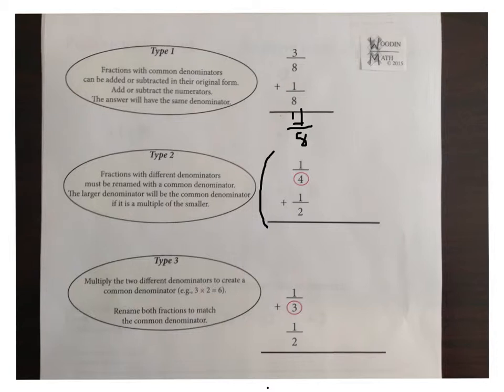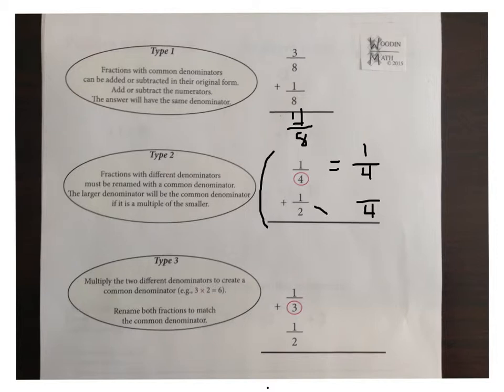I can multiply 2 by a factor and get 4. So I'm selecting 4 to be the common denominator. Now 1/4 does not need to be renamed. It can remain 1/4. The 1/2, however, needs to be renamed in terms of fourths.